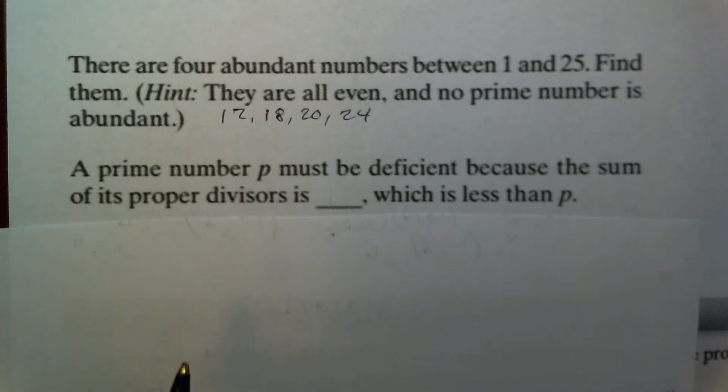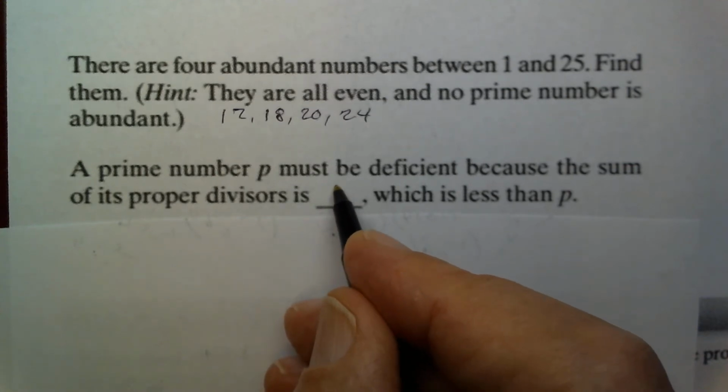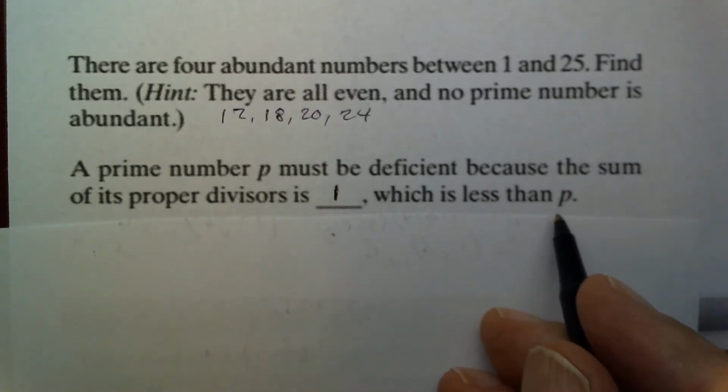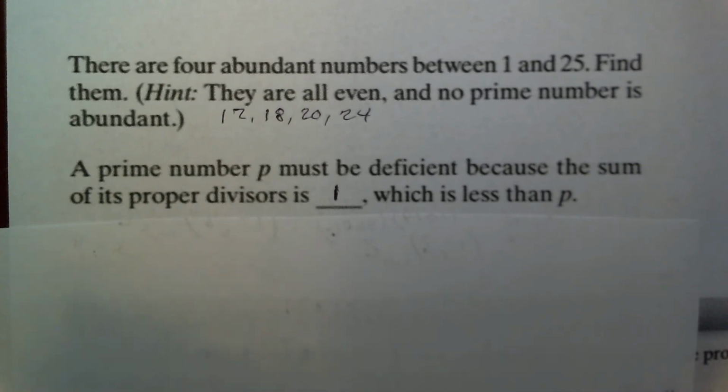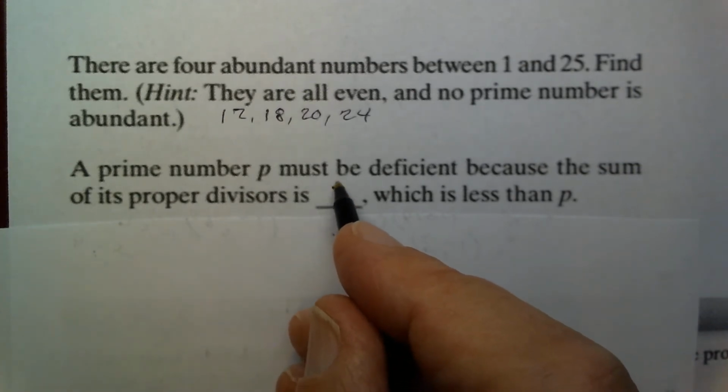And then there's a statement: a prime number p must be deficient because the sum of its proper divisors is 1, which is less than p. So the answer here is 1.